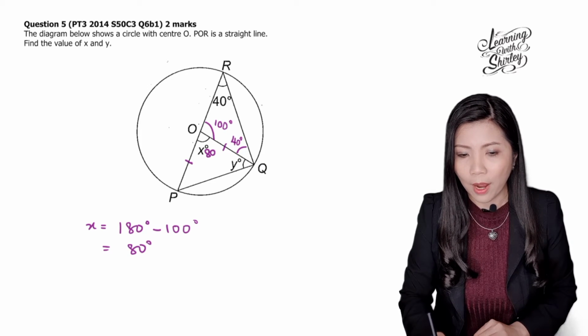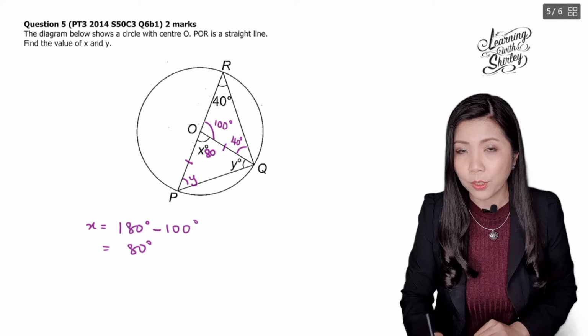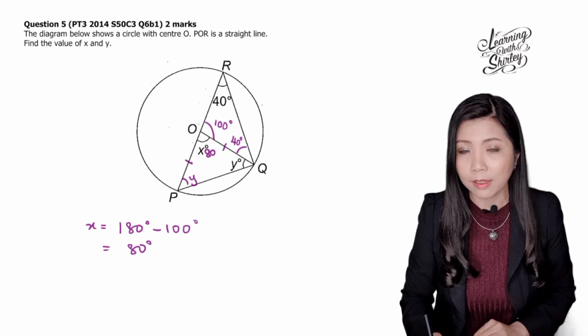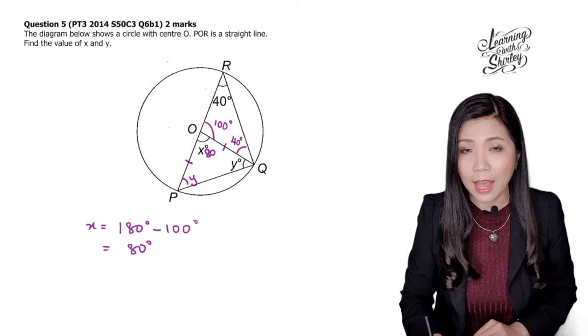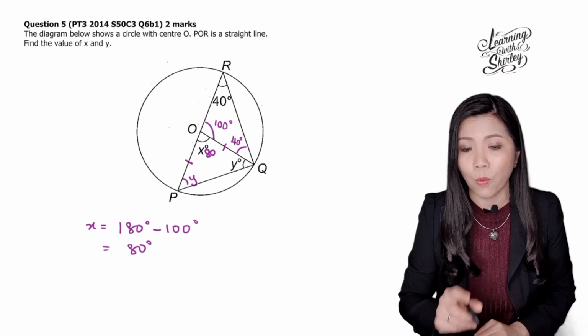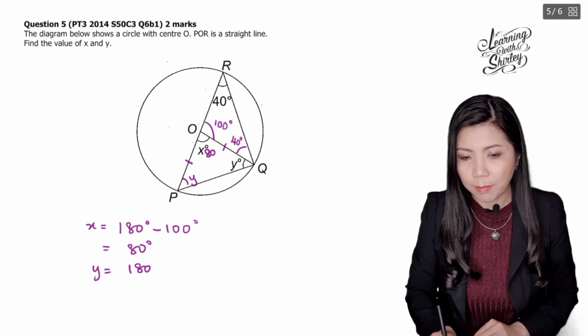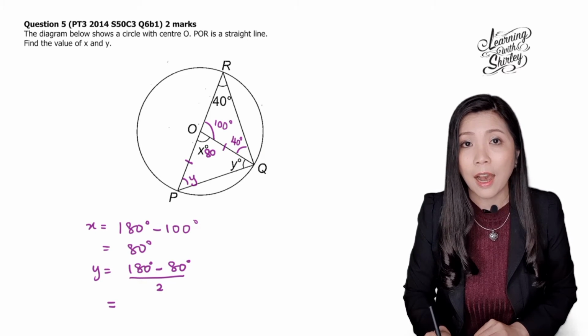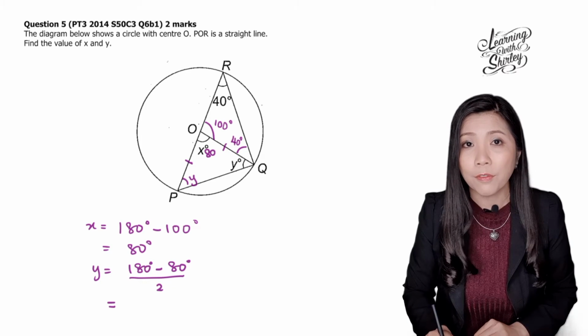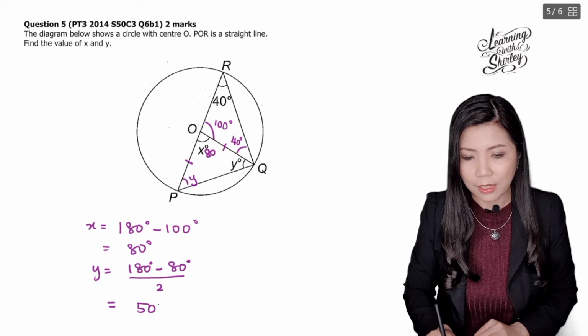To find Y, this is also Y. So I'm going to use 180, which is the sum of angles in a triangle, minus 80, and then divide by 2 to find one Y. So Y will be 180 minus 80, then divided by 2. 180 minus 80 is 100. 100 divided by 2 is 50. So the answer is 50 degrees.